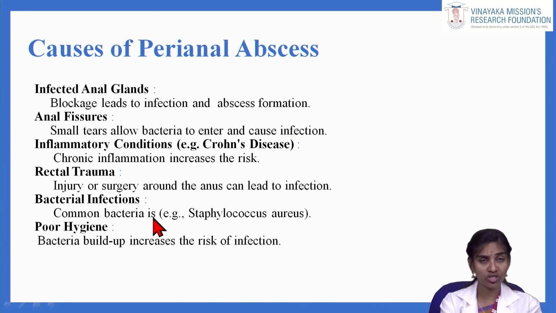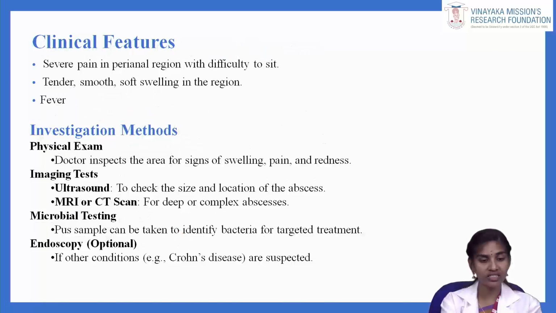For bacterial infection, the most common bacterium is Staphylococcus aureus. Poor hygiene: if a patient has a fissure, perianal abscess or hemorrhoids, in any condition, if the patient is poorly hygienic, the patient will develop a perianal abscess. The clinical features are severe pain in the perianal region with difficulty sitting, tenderness, smooth soft swelling in the region, and fever. The investigation methods are physical examination; we have to check the perianal area. The anal area is swollen, and if we touch it, the temperature will be high.